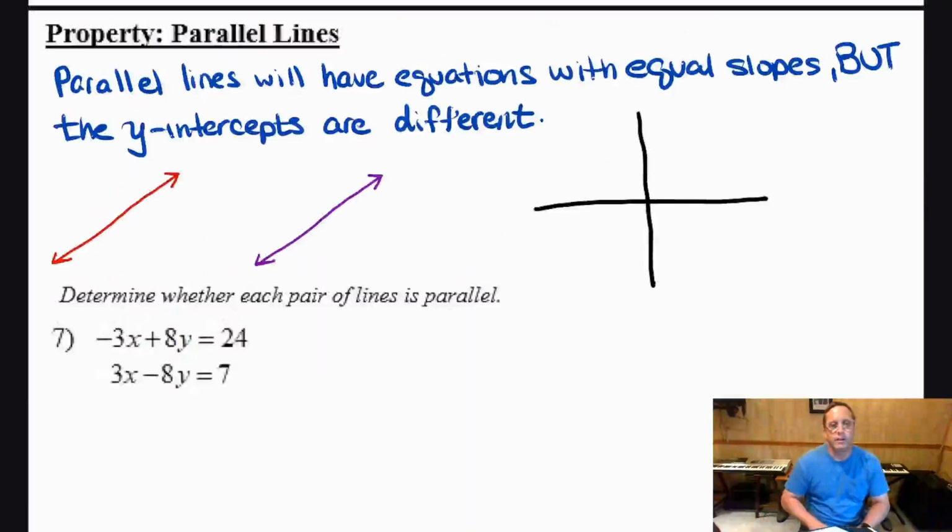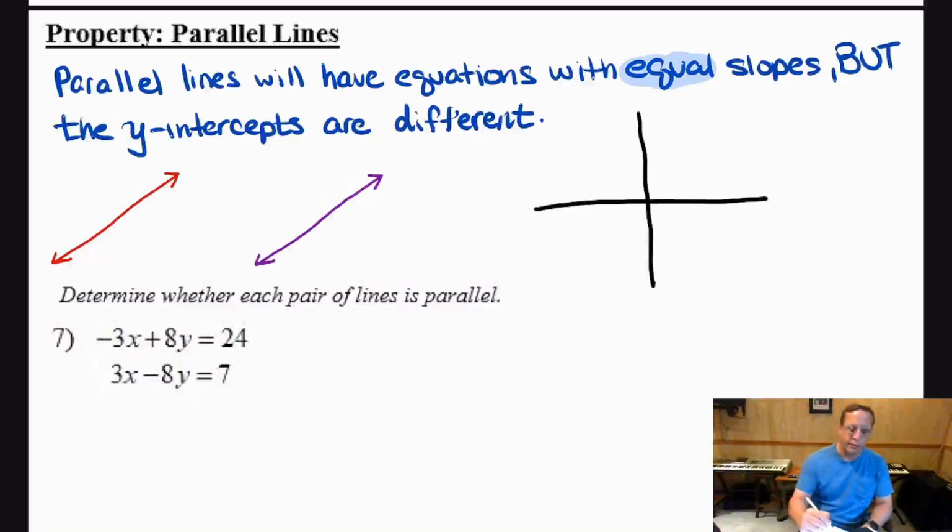Now moving on. All right, so now the next part here, we're going to talk about the property of parallel lines. And for parallel lines, I have some notes already written here. It says parallel lines will have equations with equal slopes. The slopes will be exactly the same, but the y-intercepts are different.